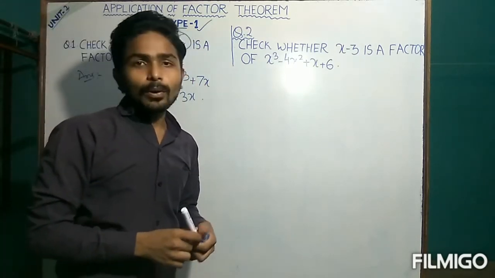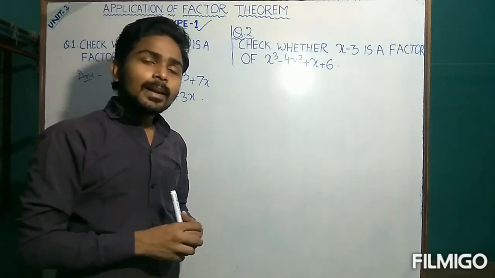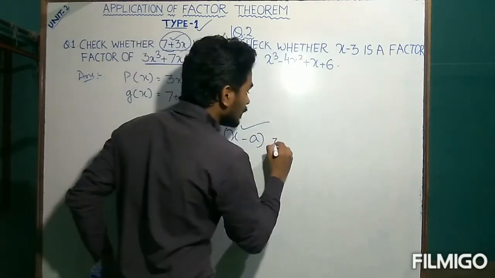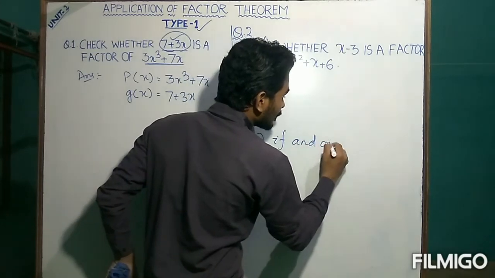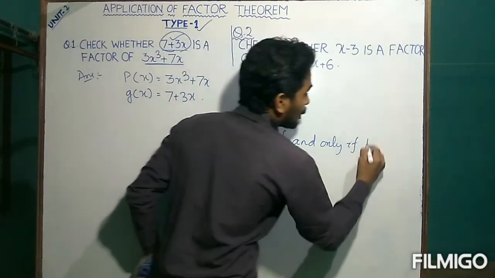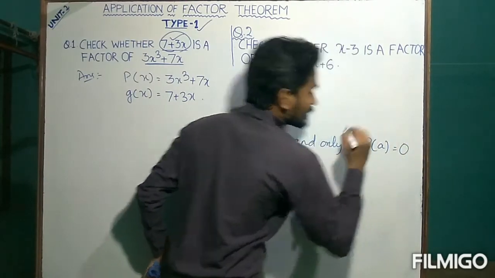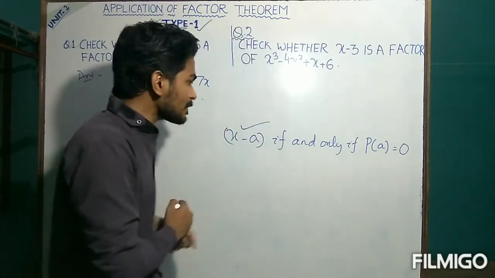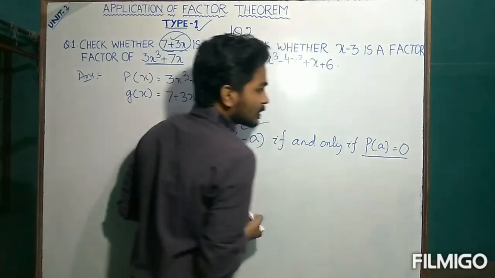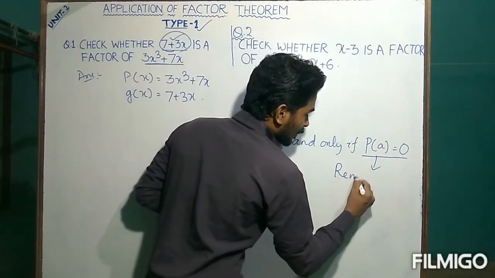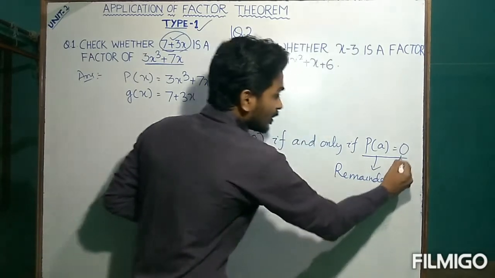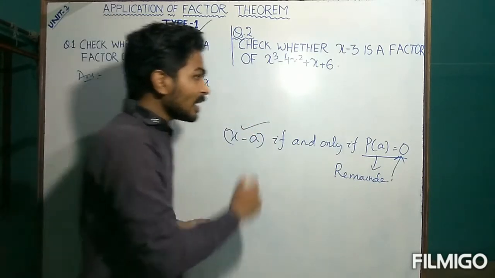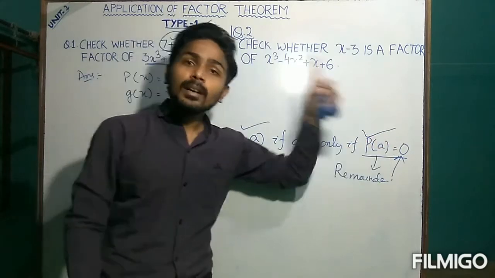According to statement 2 of the factor theorem, we studied that x minus a will be a factor if and only if p of a is equal to 0. Okay, we have studied about it. It is the second statement of the factor theorem, which describes that p of a means the remainder. So if the remainder is equal to 0, then we can say x minus a is a factor. The only condition is we have to find the value of the remainder.